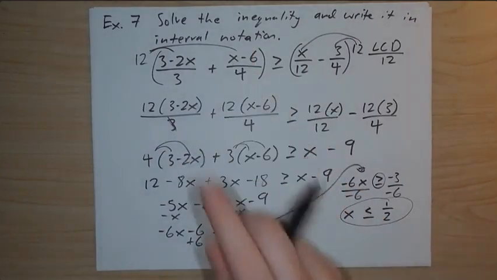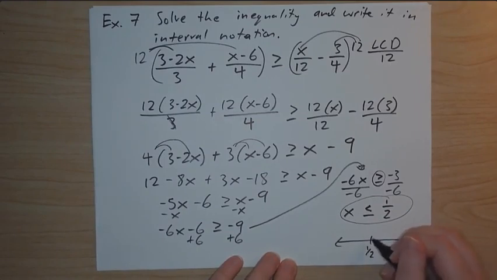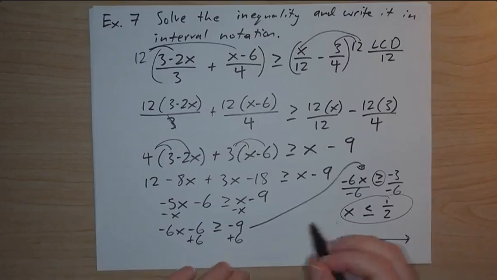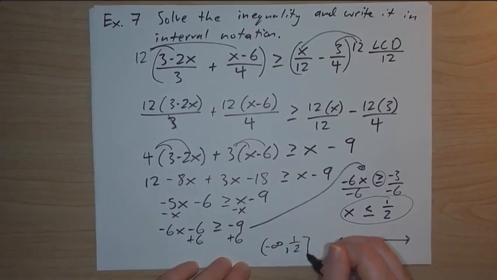We have to write that in interval notation. On a number line, we have 1/2. It's going to be a closed circle. It's less than or equal to it, so we shade to the left. So in interval notation, moving from left to right, we have negative infinity to 1/2, closed bracket.